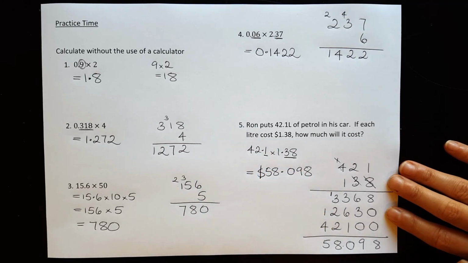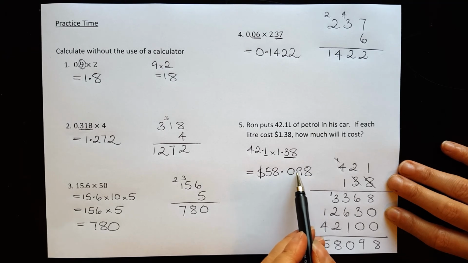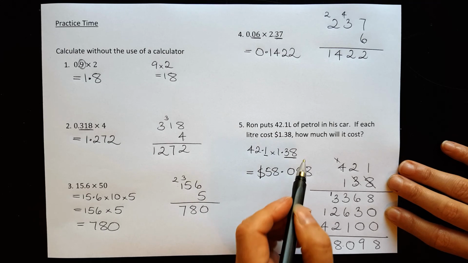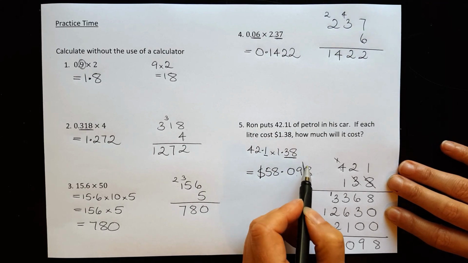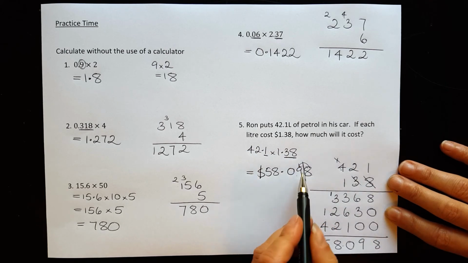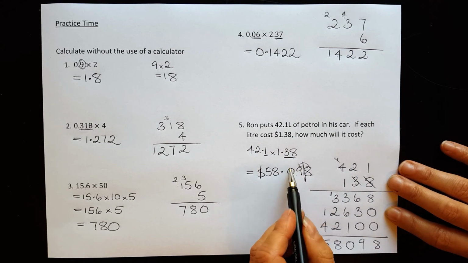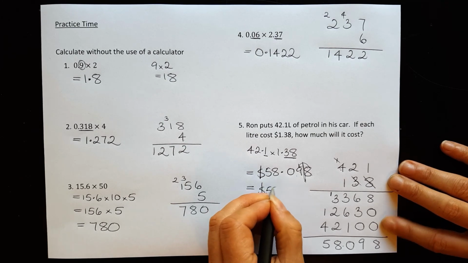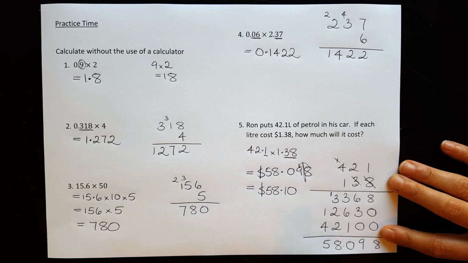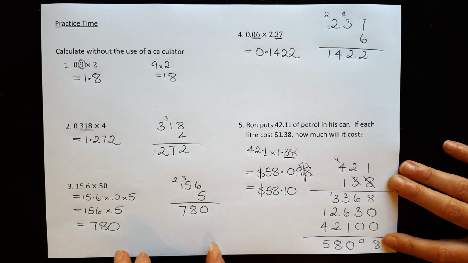$58.098. Now again, if we're talking about money, we can't have that many decimal places. We need to round that to 2 decimal places. So normally that would be here. We want to cut it off here. Because it's an 8, I need to round that up. And because that's a 9, to round that up, I have to go to 10. So correct to 2 decimal places, that would be $58.10.